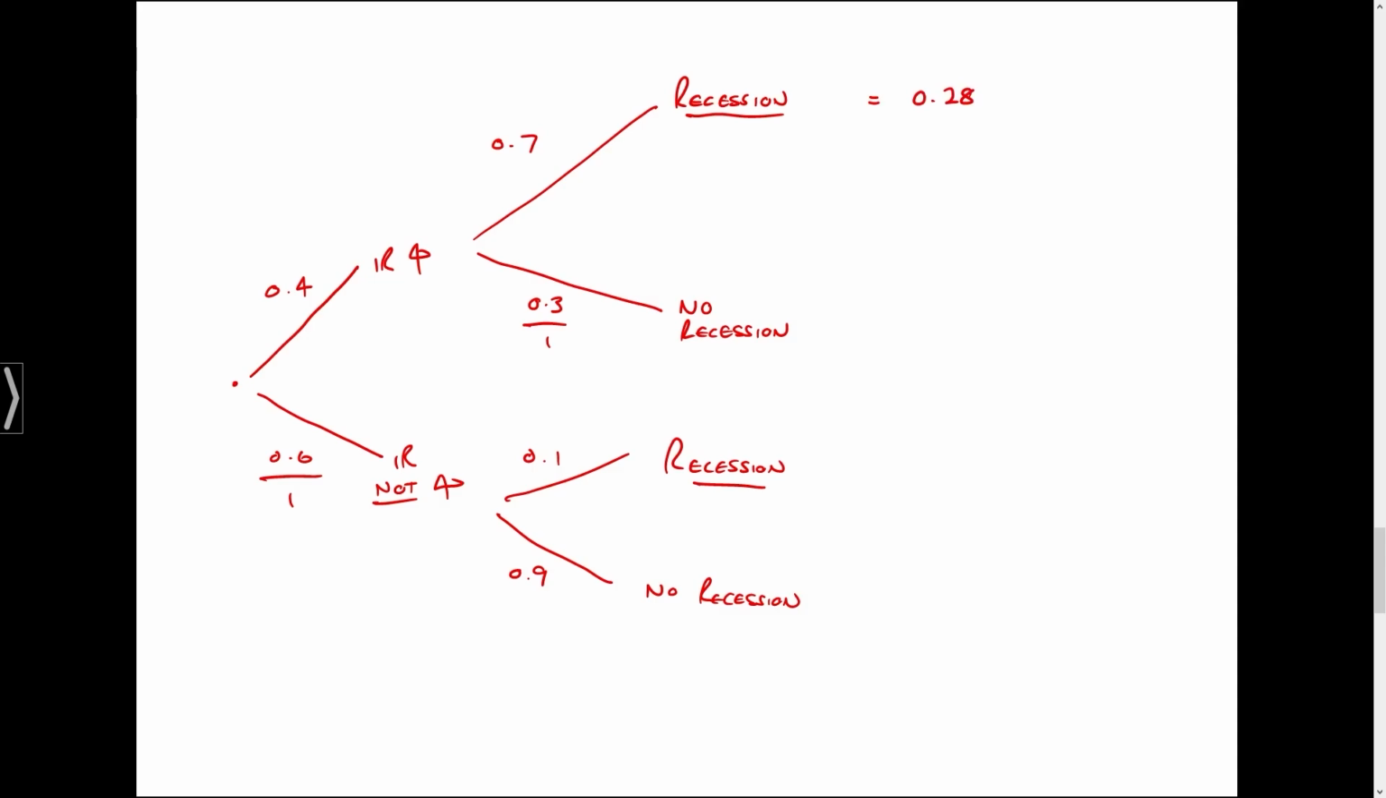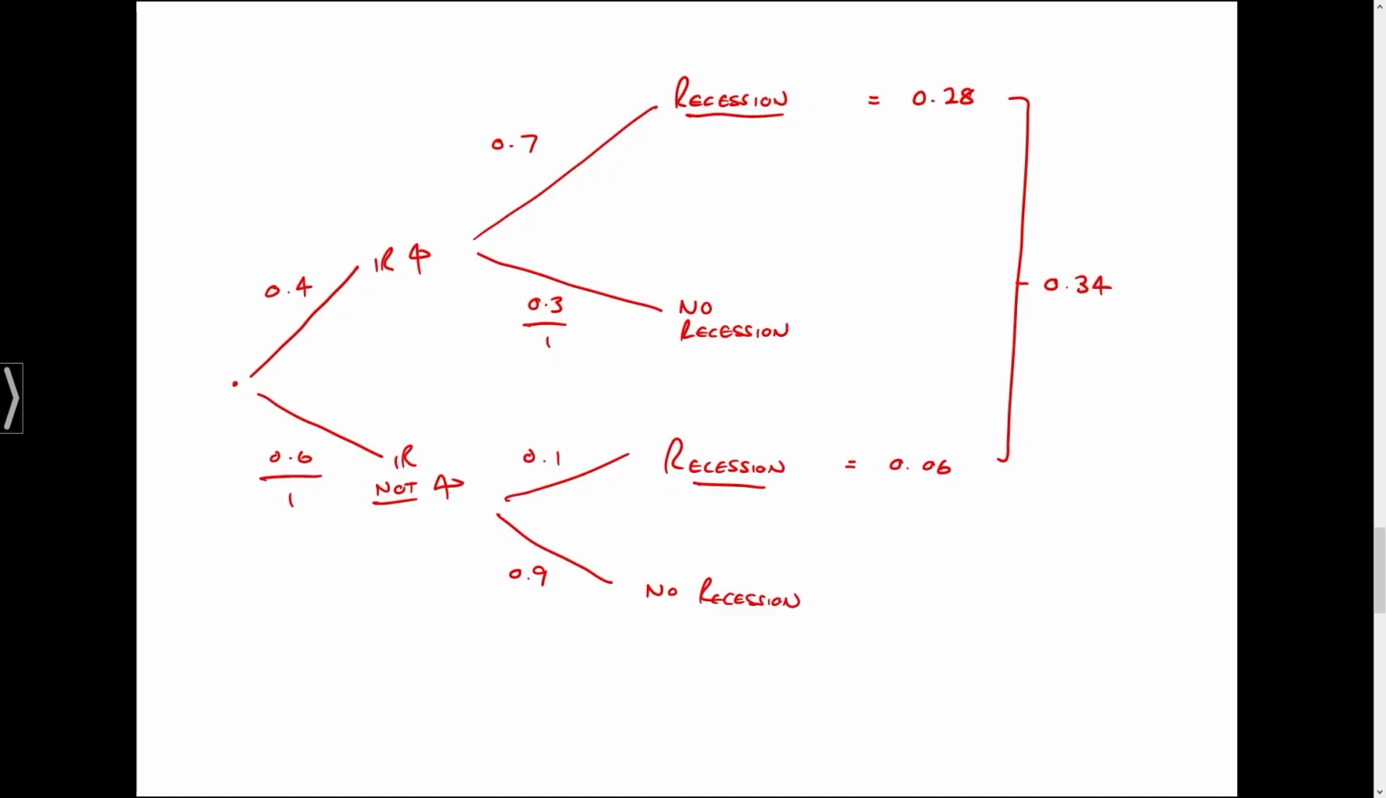We also need to analyse no interest rate increase and a recession. So that's 0.6 times 0.1, which gives us 0.06. So there is a 6% chance that you will see no interest rate rise and a recession. So what is the unconditional probability of a recession? Well, 28% chance of recession and interest rate increase, 6% chance of recession and no interest rate increase. Add these two together and we've got our outcome of 0.34. So there's a 34% chance that we will see a recession, and that is the unconditional probability, therefore, of a recession.